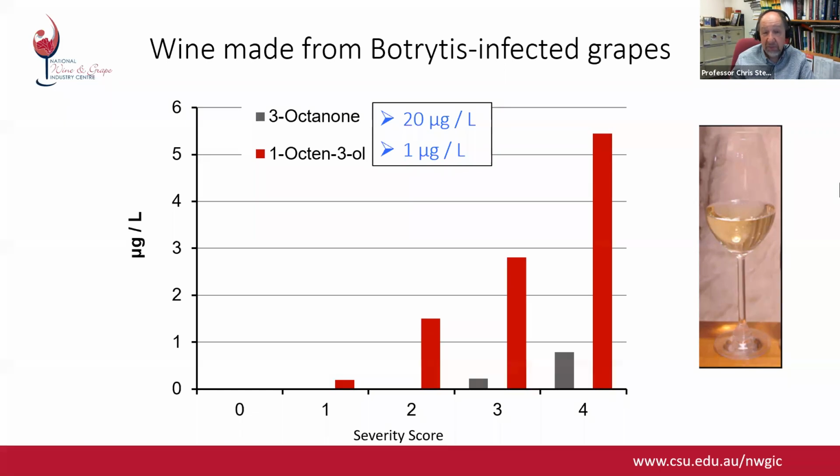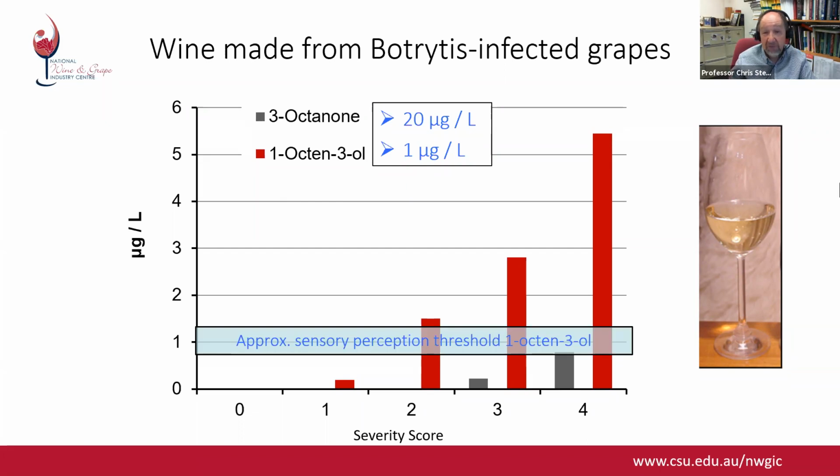And you can see the sensory perception threshold figures there in blue, and it's really just the 1-octen-3-ol that we're going to look at, which is 1 microgram per litre. And so from this, we can see that these are the 5 batches of grapes. We had none of these compounds in our clean fruit, which was good, confirming there was no Botrytis present. But these levels increase with increasing levels of Botrytis.